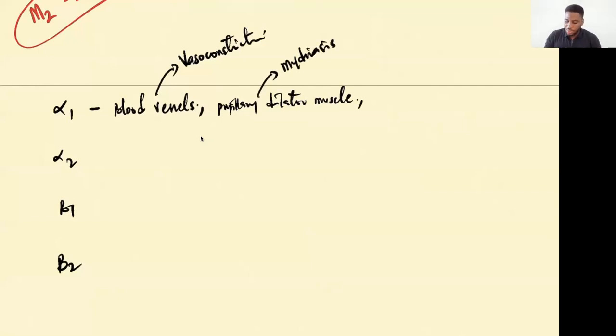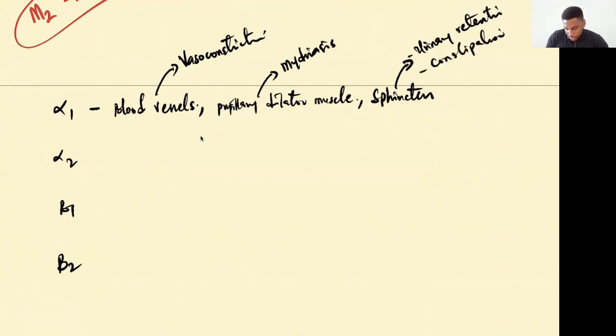And then we find them in sphincters. What are they doing in sphincters? They're causing urinary retention, for example, in the urinary sphincter. They're causing constipation in the GI. So you have to think of them like that. If you think of them like this, you know where it is and what the effect is. Where is the receptor? What's the effect?